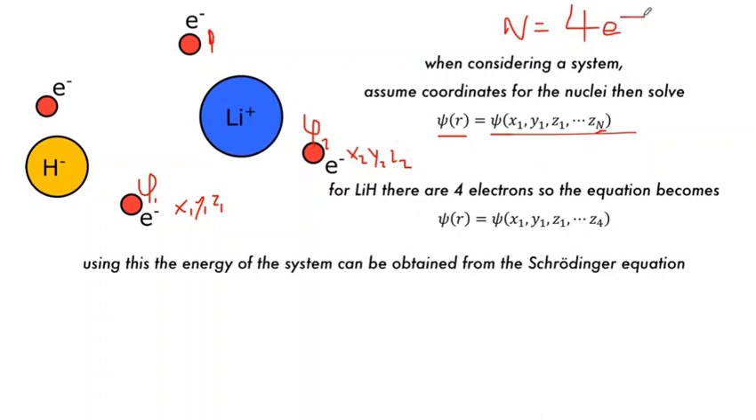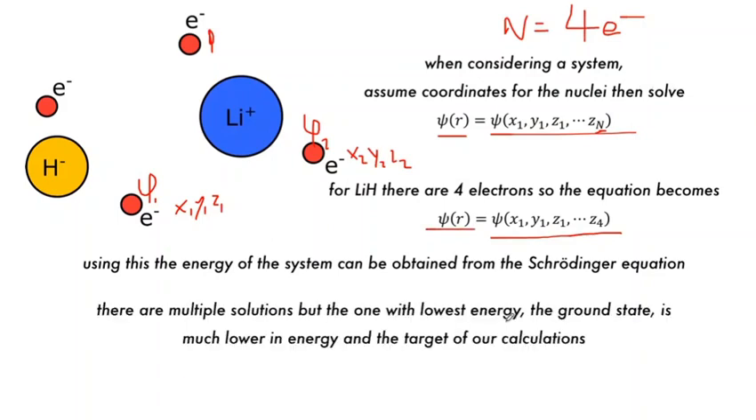And so the energy of the system can be obtained from the Schrodinger equation, because remember we had the Schrodinger equation where the energy times the wave function is equal to the Hamiltonian times the wave function. So we can find the energy if we can know the psi r value. There are multiple solutions, but the one with the lowest energy, the ground state, is the target of our calculations.